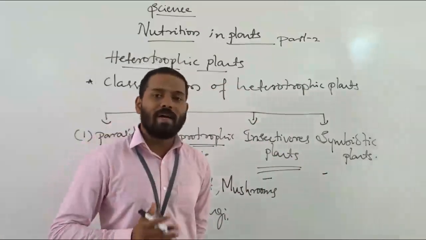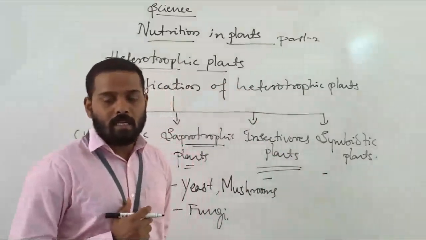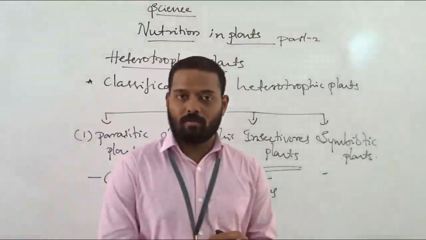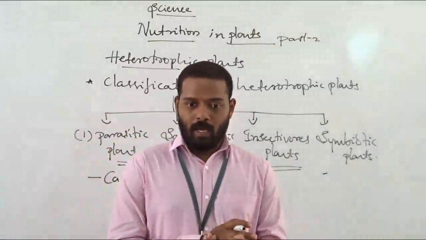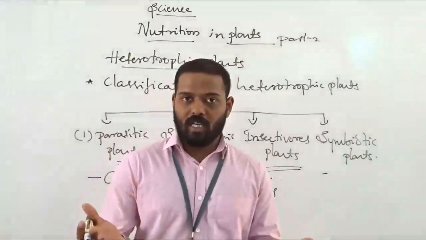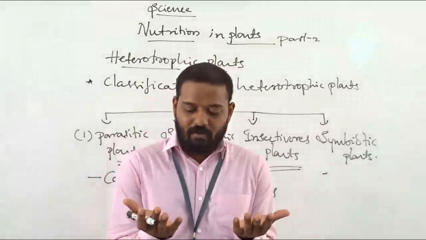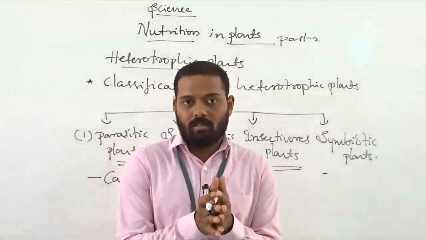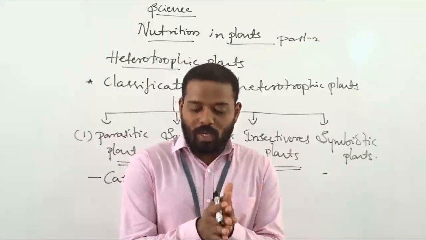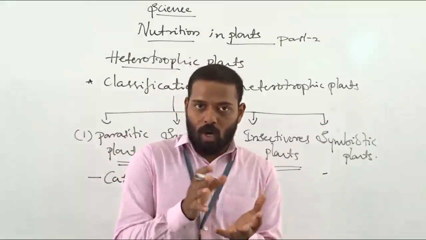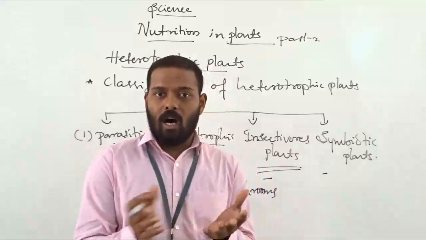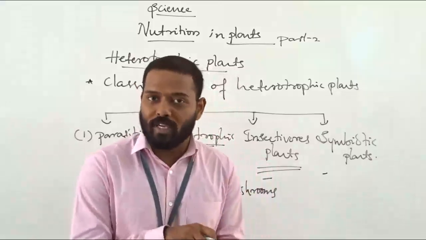So what do you mean by symbiotic plants? Symbiotic plants means, suppose two living organisms are there, two plants, imagine algae and fungi. This algae and fungi sometimes grow together. When they grow together, one of the plants attaches to the other plant, like algae growing on fungi.